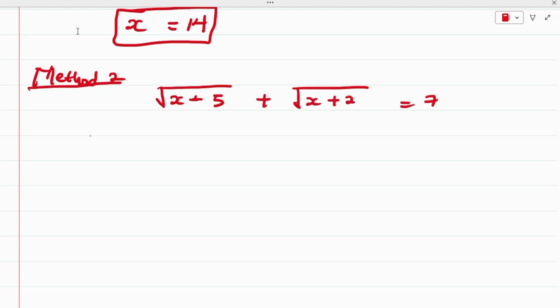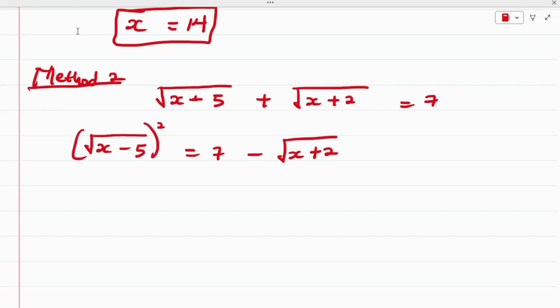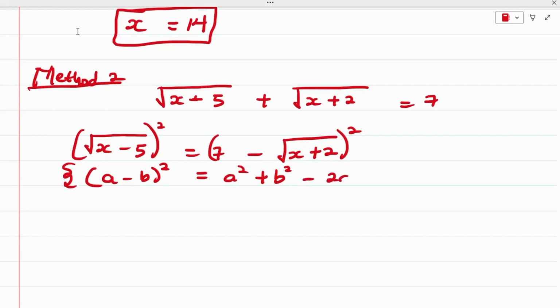7. So we want to simply isolate the square root of x minus 5, and this is equal to 7 minus the square root of x plus 2. So we want to square both sides. Squaring both sides, applying this property to the right hand side, that says if we have (a minus b) all square, this is equal to a square plus b square minus 2ab.